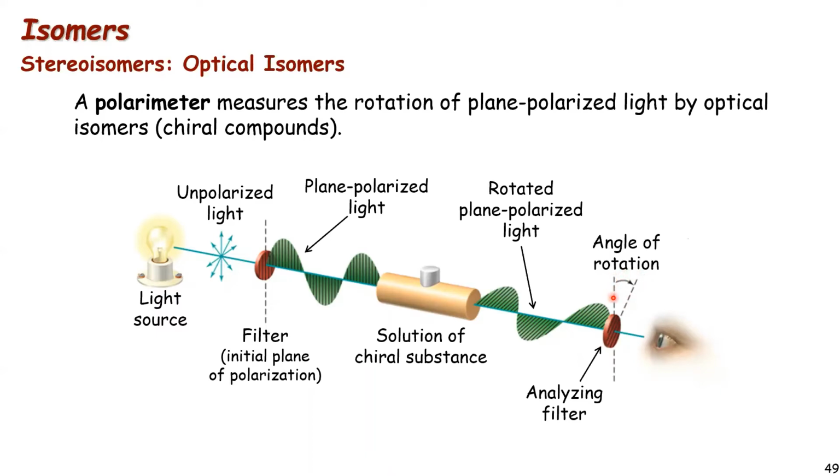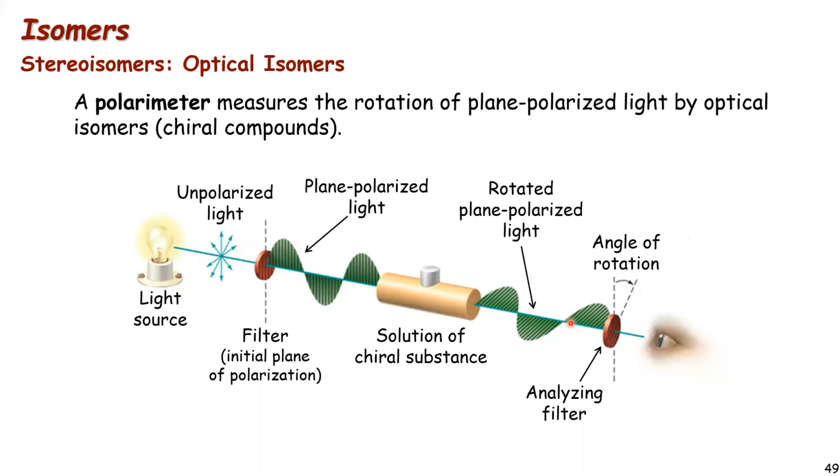Every specific compound that's chiral rotates plane polarized light by a different angle. And depending on if it is the left-handed or right-handed structure, it's going to rotate it clockwise or counterclockwise. So the right-handed would rotate it clockwise, the left-handed would rotate it counterclockwise.